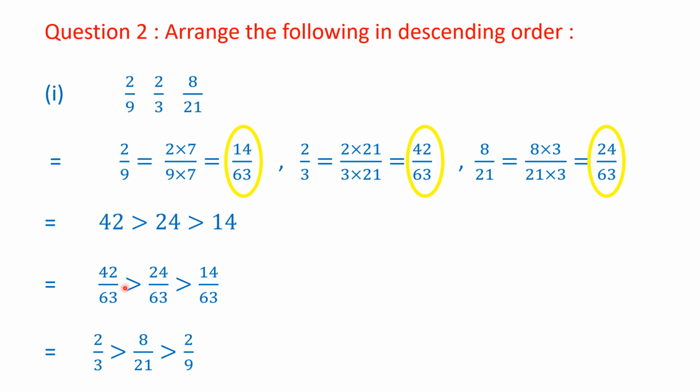Now you can see you have already compared. So 2 by 3 is the greatest one, 8 by 21 is the second one, and 2 by 9 is the third one. So we have arranged them in descending order. Descending order means big to small. How did you arrange it? First 2 by 3, then 8 by 21, then 2 by 9. So greater to smallest, right? So now you have got it in descending order.